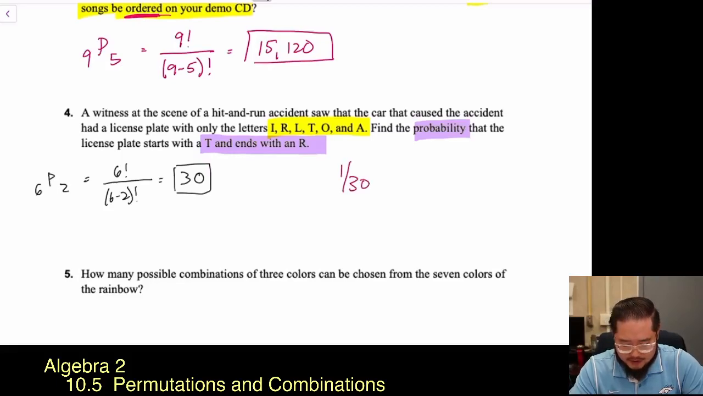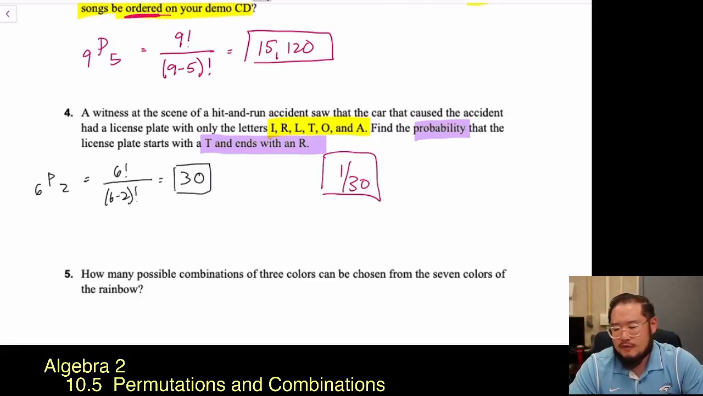And this right here would be our answer. That is the probability that the license plate starts with a T and ends with the R and has those letters in exactly that order, of finding that exact license plate. All right, so there is a 1 out of 30 chance right there. You think, well, how many favorable outcomes do we have? If we were only looking for that one car that happens to have that exact license plate, it's 1 out of the 30 possible different ones.